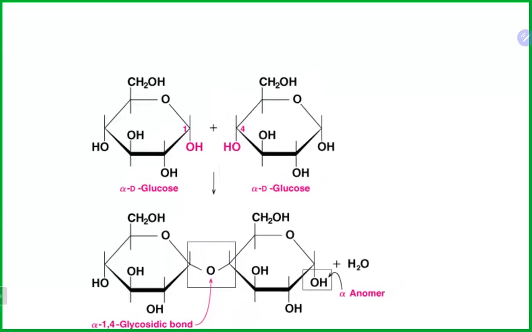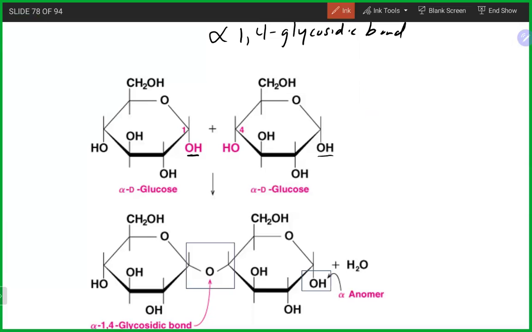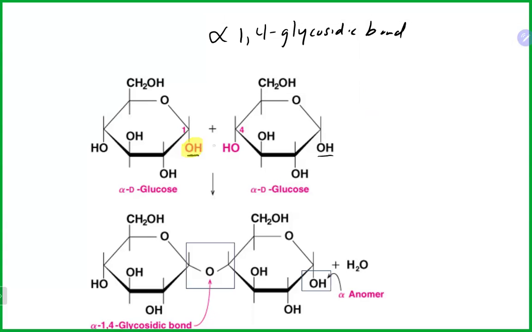So let's take a look to show you here. These are two alpha D-glucose molecules. They are alpha D-glucose because at the carbon number 1 spot, the OH are going down, right? So they're going to join through what is referred to as an alpha 1,4 glycosidic bond. What does that mean? We are going to remove water, and however you want to think about how water comes out, we're basically going to remove an OH and an H.